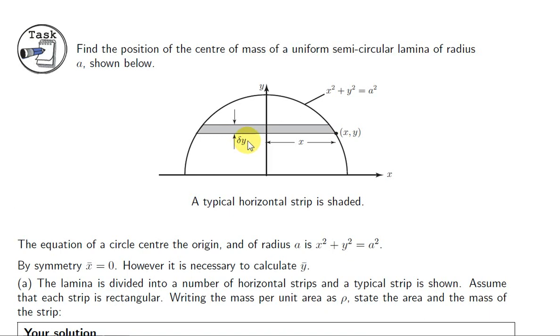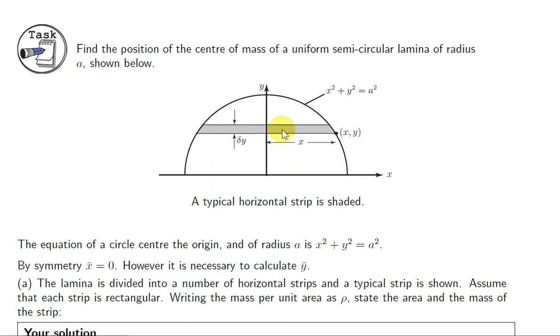Here we have a semicircular lamina centered at the origin. Its diameter is along the x-axis. That means its center of mass by symmetry must lie along the y-axis. So at least we know that x bar is 0. To get y bar, we need to get moments of mass elements about the x-axis.